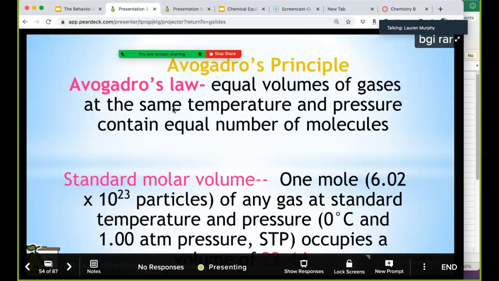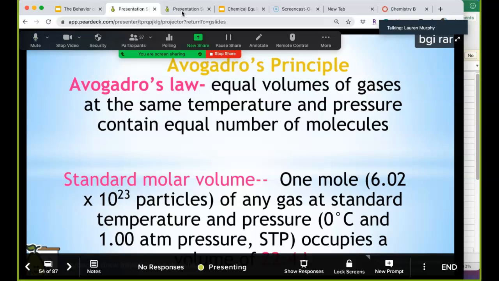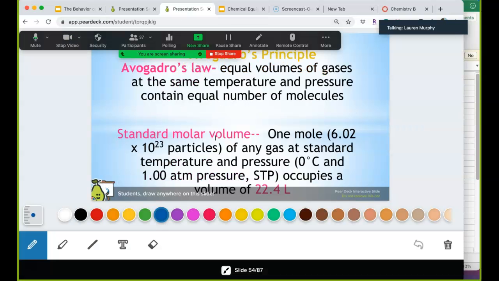Okay, so Avogadro's law says that if you have equal volumes of gases, as long as temperature and pressure are the same, you'll have the same number of molecules. Remember, Avogadro's number is 1 mole of anything is 6.0 times 10 to the 23rd of that thing. Now, what he came up with was this concept of standard molar volume.